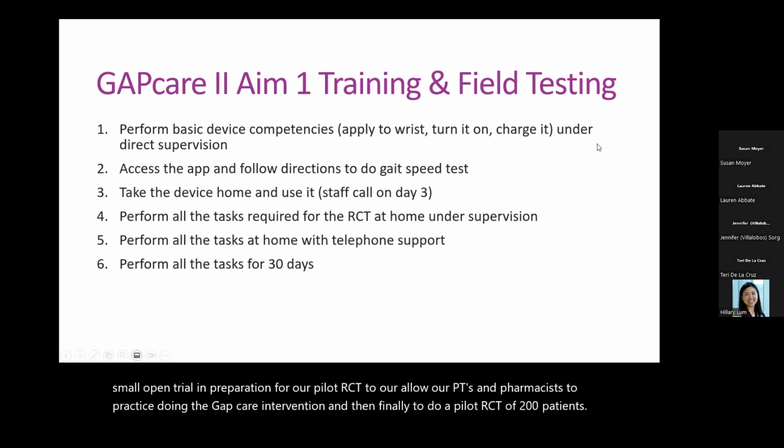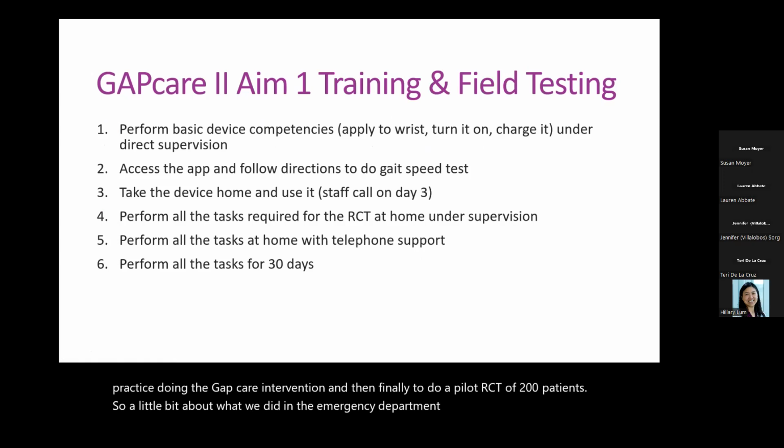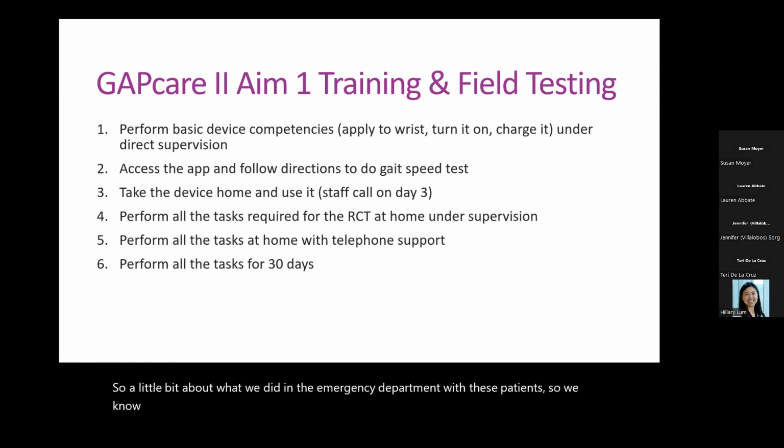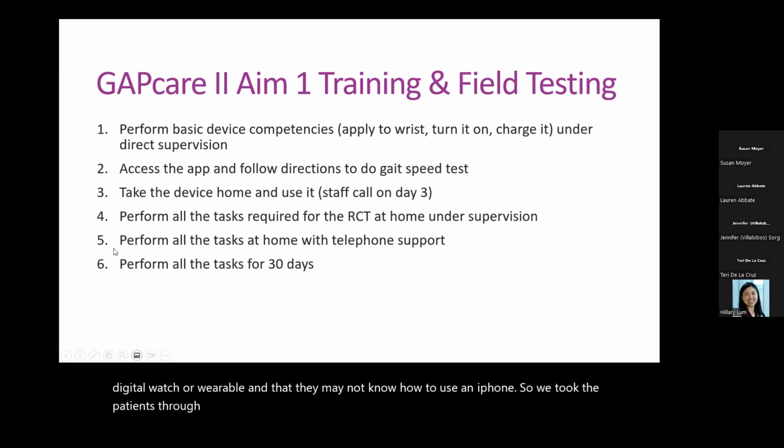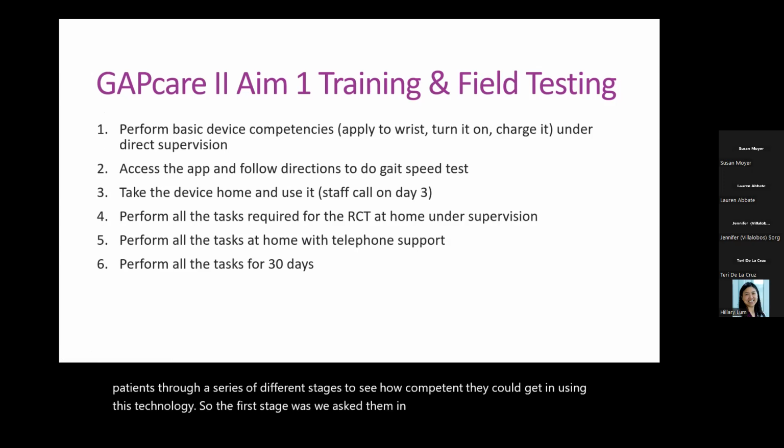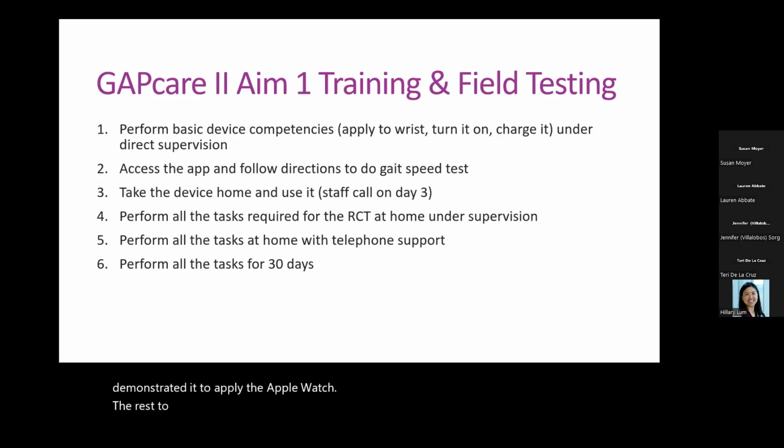So a little bit about what we did in the emergency department with these patients. So we know that some of these patients probably have never used a watch before, or at least not a digital watch or wearable, and that they may not know how to use an iPhone. So we took the patients through a series of different stages to see how competent they could get in using this technology. So the first stage was we asked them in the emergency department, after we demonstrated it, to apply the Apple Watch to the wrist, to turn it on and to charge it.